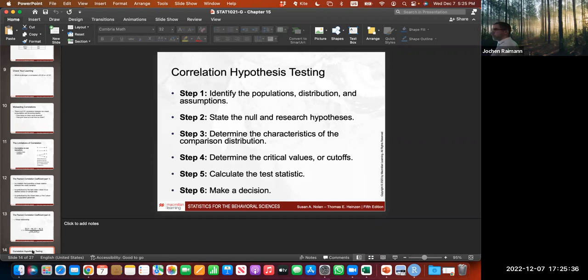We identify the population, distribution assumptions, state the null and research hypothesis. What is now the null hypothesis? The null hypothesis is the opposite of the research hypothesis. The research hypothesis is that one variable changes linearly with the other variable.